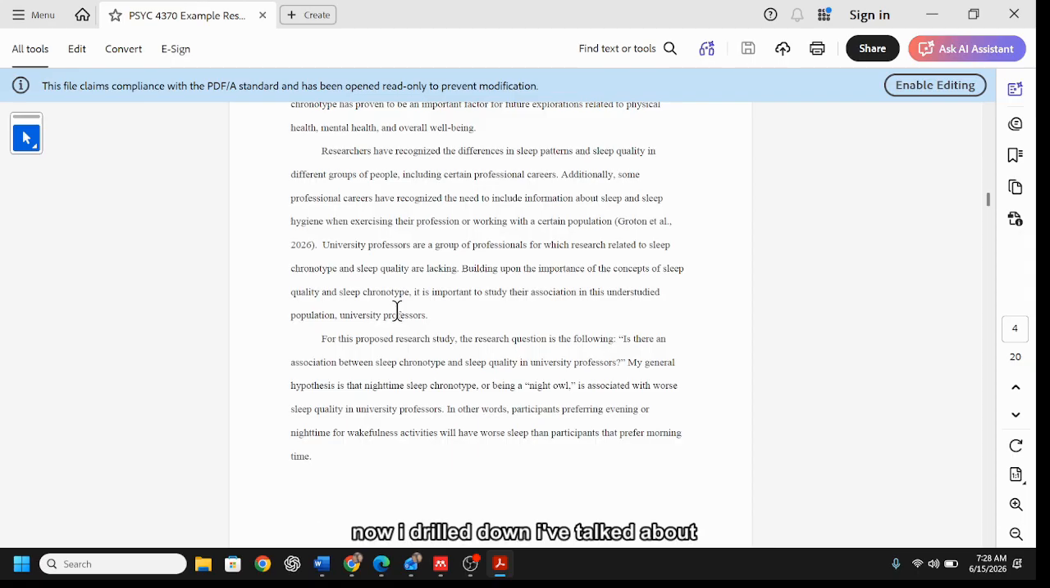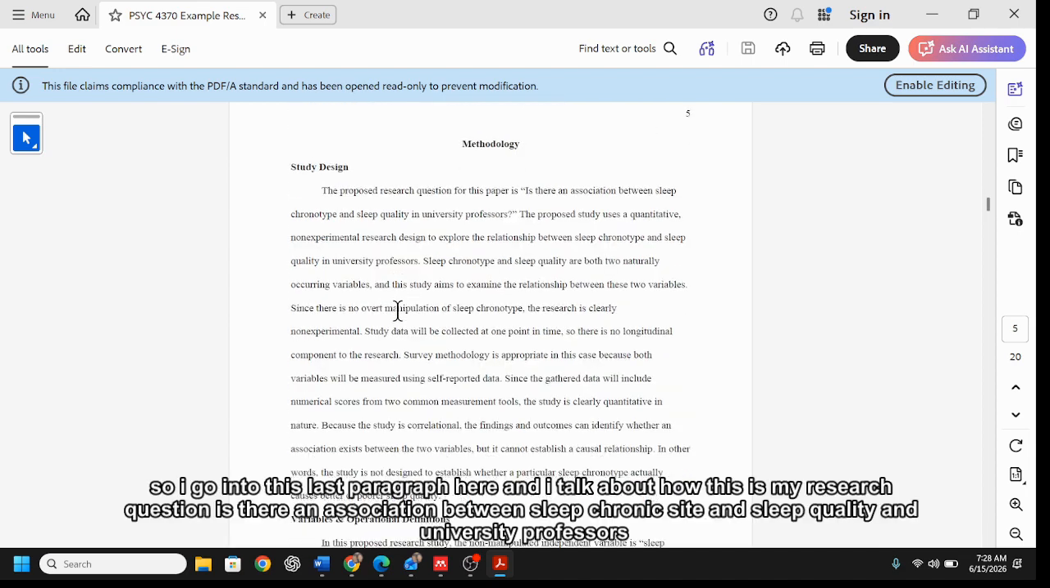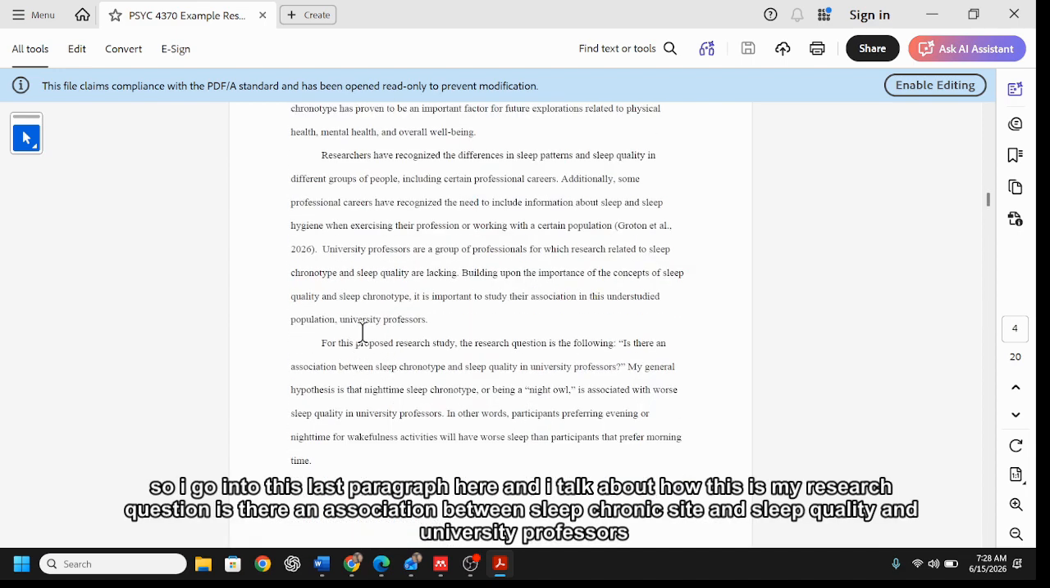Now I've drilled down. I've talked about sleep chronotype. I've talked about sleep quality. I'm going to introduce my research question and my basic hypotheses. So I go into this last paragraph here and I talk about how this is my research question. Is there an association between sleep chronotype and sleep quality in university professors?